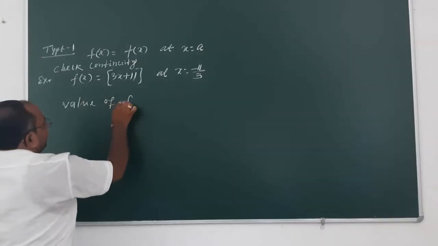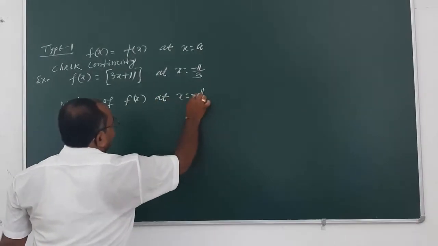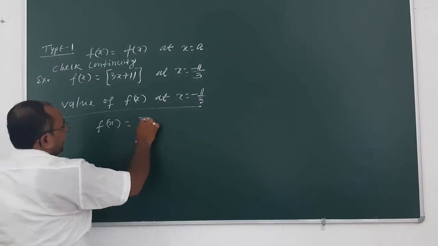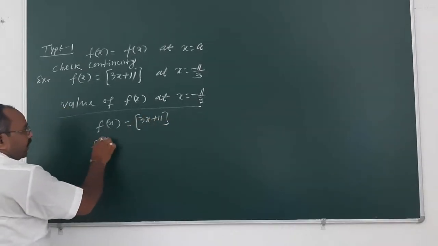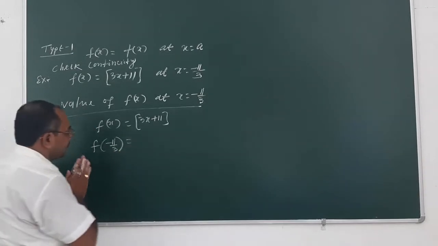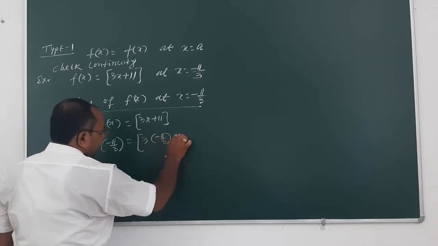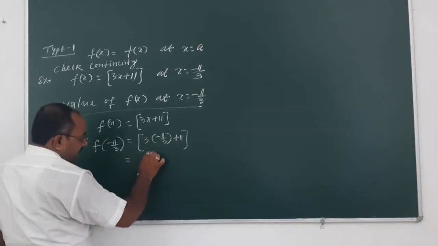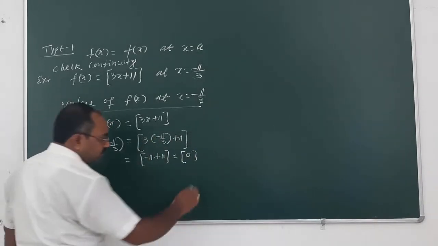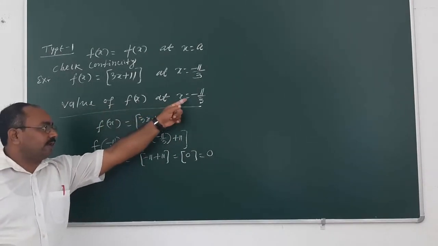Now, value of f x at x equal to minus 11 by 3. Here, f of x is equal to bracket 3x plus 11. Now, f of minus 11 by 3, that is, put x equal to minus 11 by 3. So bracket 3 into minus 11 by 3 plus 11. Now 3 cancels. So minus 11 plus 11, that is 0. 0 is an integer, so its bracket value is 0. So this is the direct value or functional value of f x at x equal to minus 11 by 3.